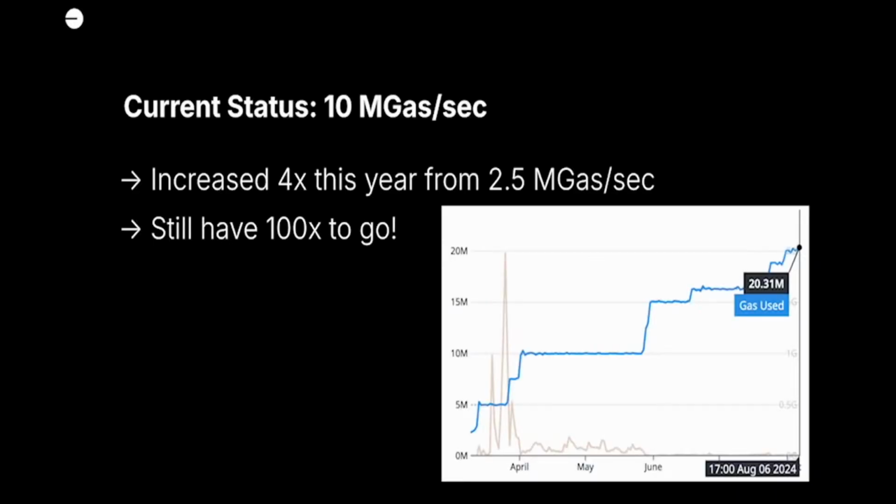So where are we today? We're at 10 megagas a second. We've gone up 4 times this year so far. That's pretty good, but we still have another 100x to go.